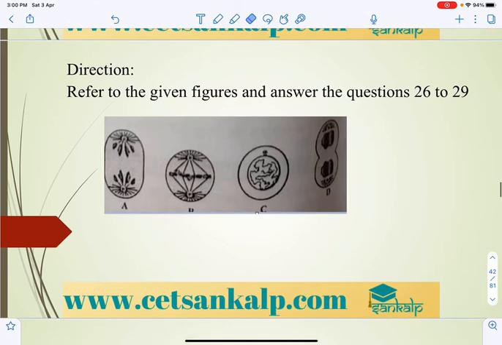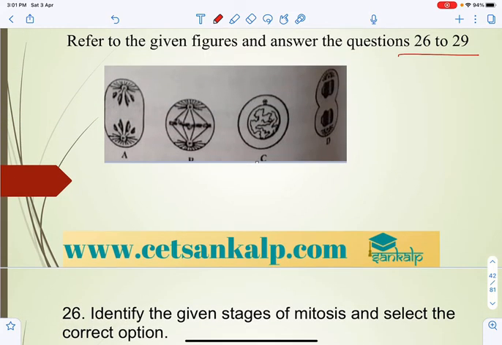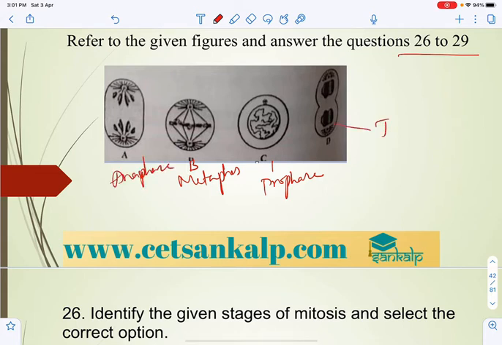Next, direction: refer to the given figure and answer the 26th to 29th questions. Let us take the answer for this. By seeing this, we can easily say that C is prophase, where condensation takes place, B is metaphase, A is anaphase, and D is telophase together with cytokinesis. So simultaneously cytokinesis occurs.